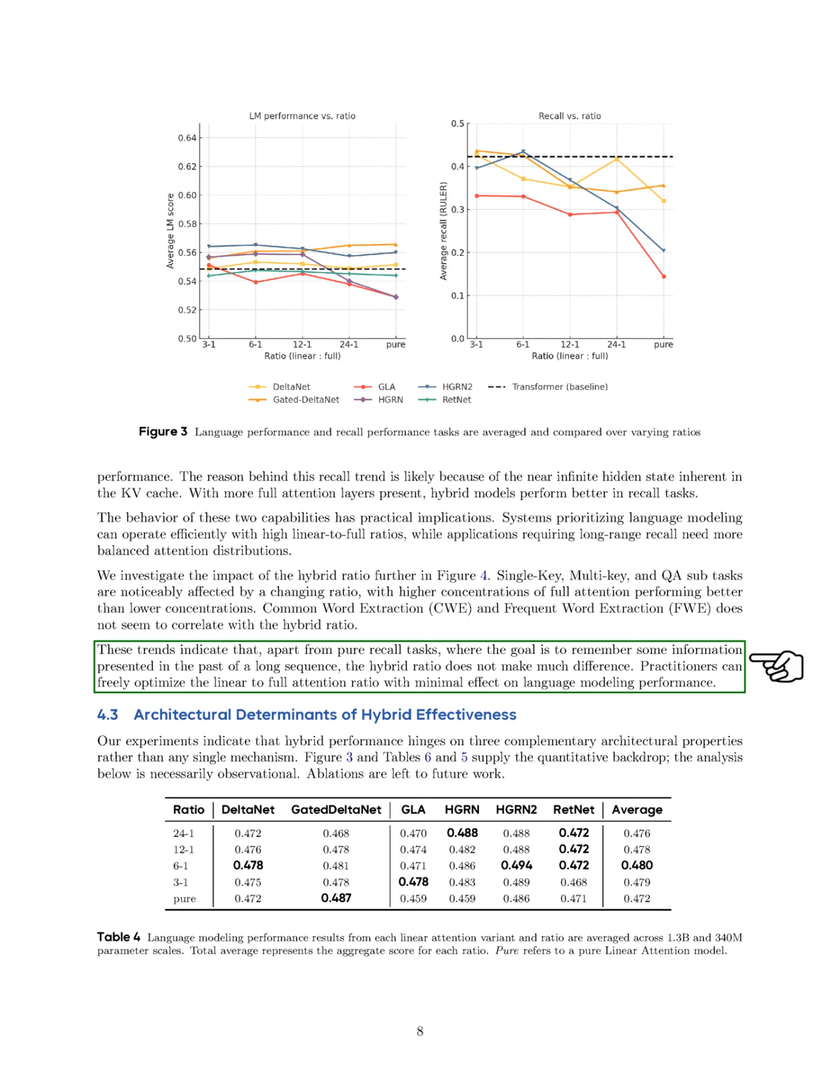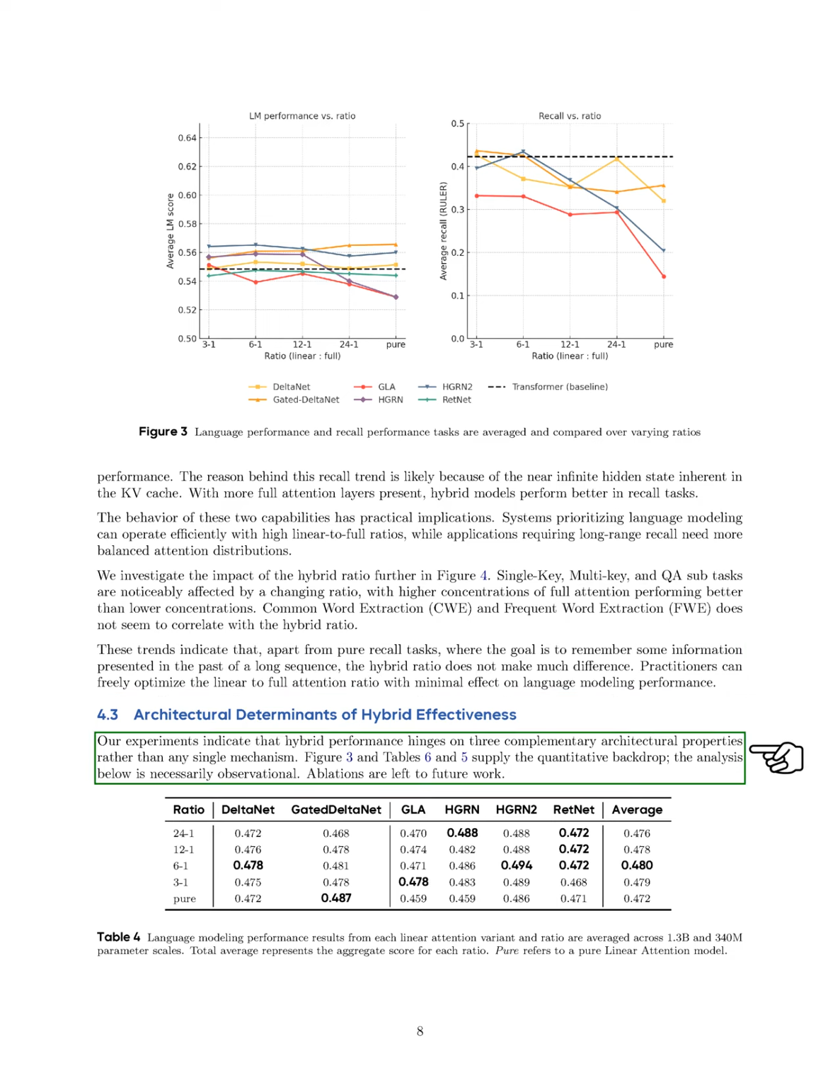Section: Architectural Determinants of Hybrid Effectiveness. In this section, we present our findings on the architectural factors that influence the effectiveness of hybrid models. Our experiments show that hybrid performance relies on 3 key architectural features rather than just one. We provide quantitative data in figures and tables, but our analysis is primarily observational, with more detailed experiments planned for the future. We found that selective gating helps prevent the loss of important information.